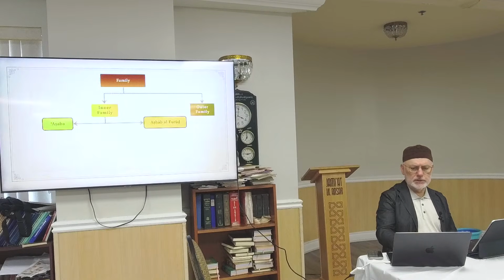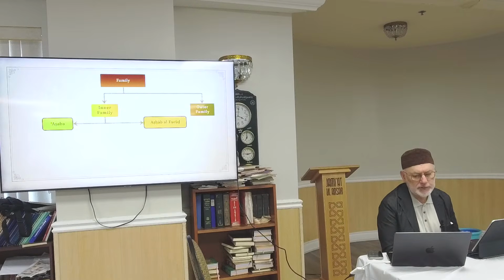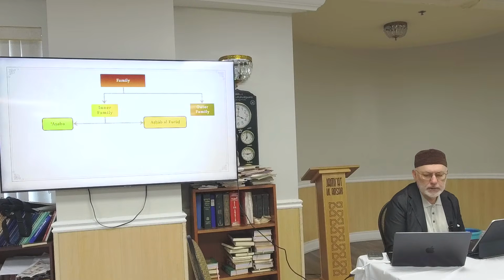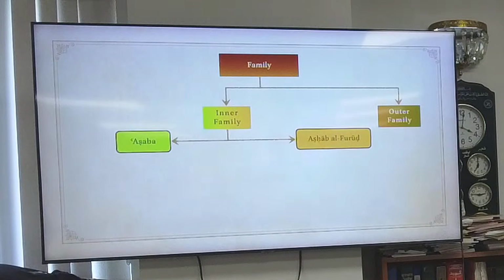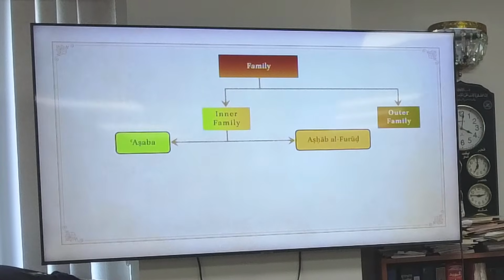If we look at it in the chart, this is the chart. Family, we have the inner family and the outer family. The inner family, we have al-asabat. Those are males that inherit by residue, and sometimes females can become asaba and also inherit by residue and get even the full estate. And ashab al-furud, those that have fixed share, and then they get more than their fixed share either through rad or awl or something else.